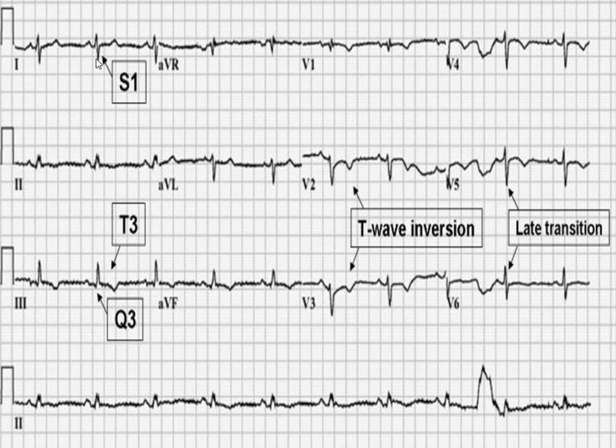Presence of a deep S wave in the first standard lead, Q wave and negative T in the third standard lead, T wave inversion in V1, V2, V3, and presence of arrhythmia, ventricular extrasystole. It is also very typical for pulmonary embolism.